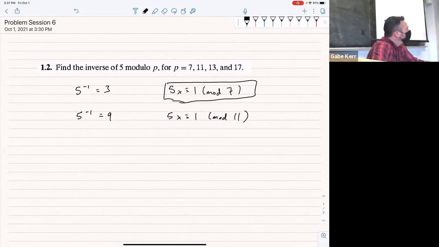With 13, I think of 26. Right? 26 is 1 away from 25. So 5 squared is almost going to be 1, right? But it's not, it's negative. 5 times 5 is congruent to negative 1 mod 13. But that means I can square that, and I'll get 1. So that means 5 cubed is the inverse. Follow me? Or negative 5, if you want.